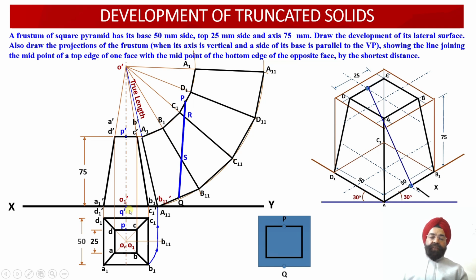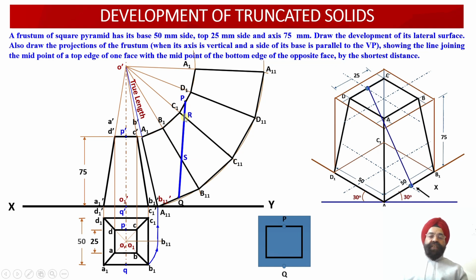Now if we bring a projector through Q dash into the top view projections, we will find that onto the base edge A1 B1, the point Q dash will be projected as point Q over here. So point Q will lie at the midpoint of the base edge A1 B1 in the top view projection. So point P has been located, point Q has been located in the top view projections, as well as P dash and Q dash, they have also been located in the front view projections over here.